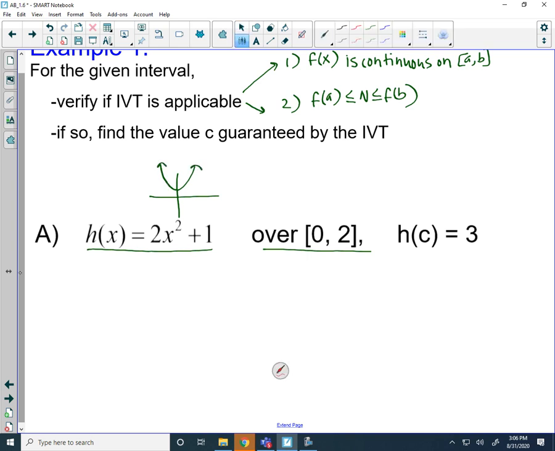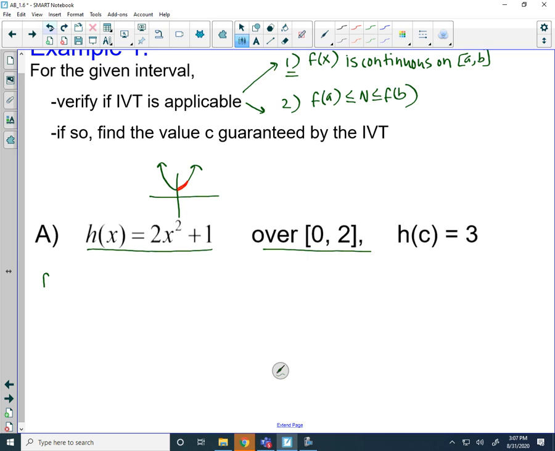So on the interval 0 to 2, that's right here, is that function continuous? Yes. Again, we don't have to prove it. We just need to verify that the function's continuous. I could graph that little piece in red without lifting my pencil. So our function's continuous. So to verify IVT, the first thing I'm going to do is check number 1.